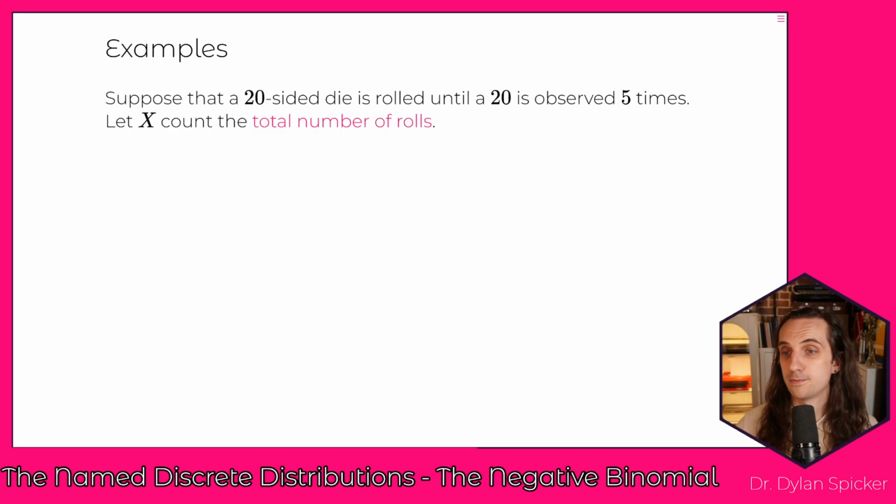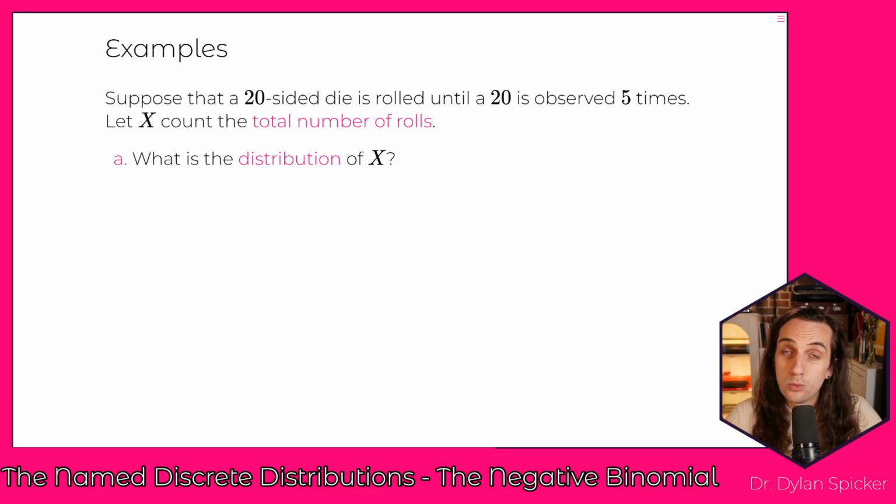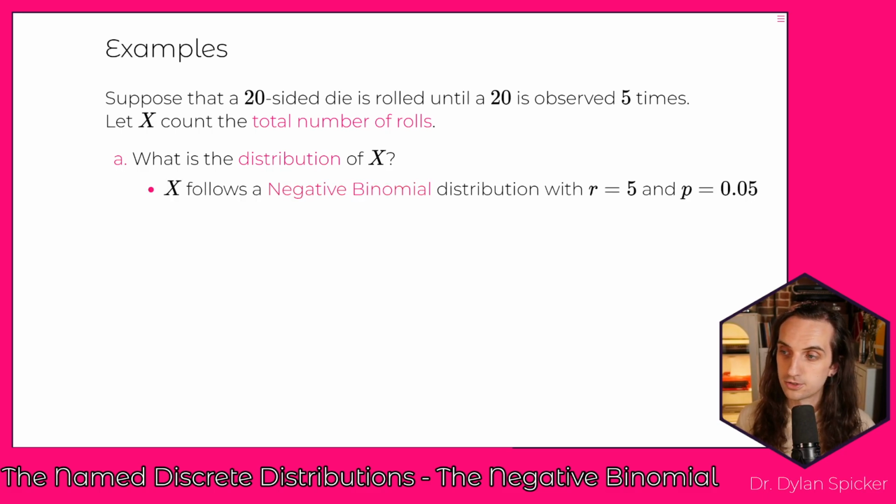Considering an example here, suppose that we have a 20-sided die and it's rolled until a 20 is observed 5 separate times. We let x count the total number of rolls that we take. So to start, what's the distribution of x? Well, in this case we have a constant success probability. There's a 1 in 20 chance, or a 0.05 chance, that you roll a 20. And we continue to perform this, either getting a success or failure, until we have 5 total successes, until we've seen a 20 5 different times. If we're repeating an experiment over and over until a set number of successes, that's going to be negative binomial. So x follows a negative binomial distribution, r is equal to 5, p is 0.05.